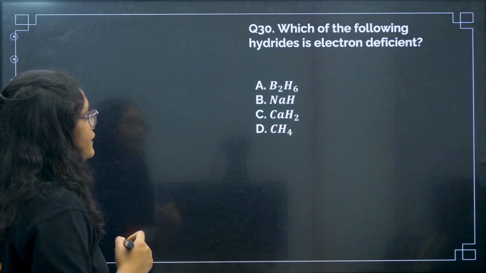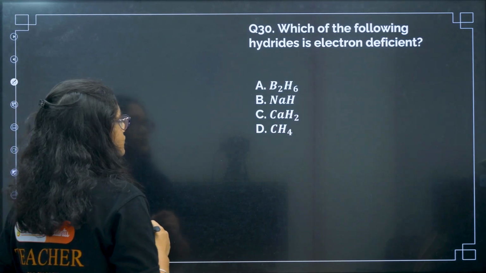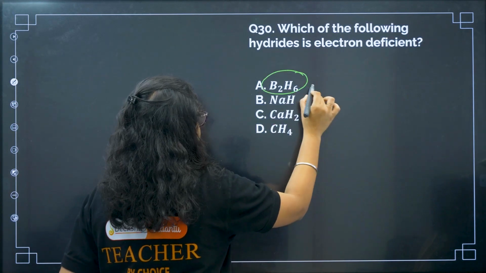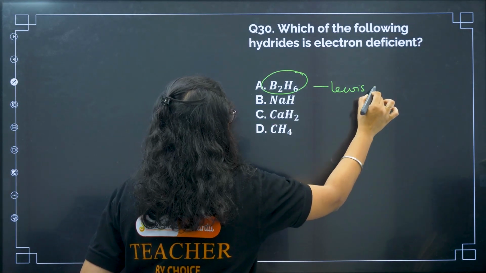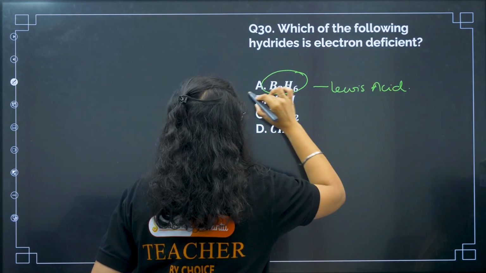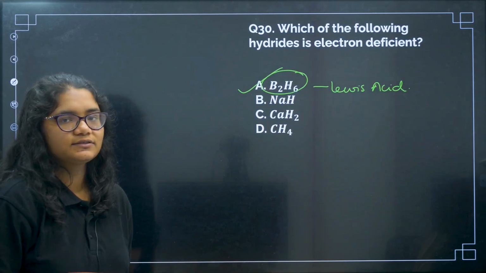Okay. Next question number 30. Which of the following hydrides is electron deficient? So all of you know B2H6 is a Lewis acid, and it is electron deficient. So the correct answer for this question is option number A.